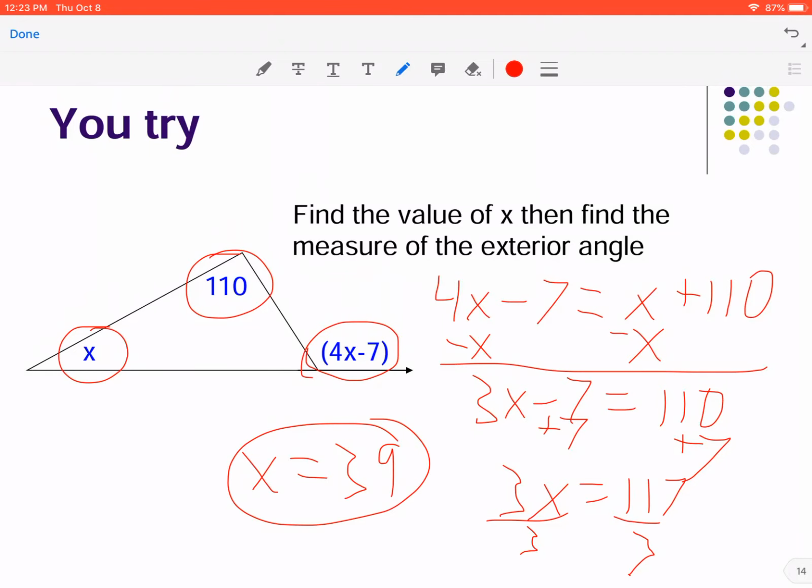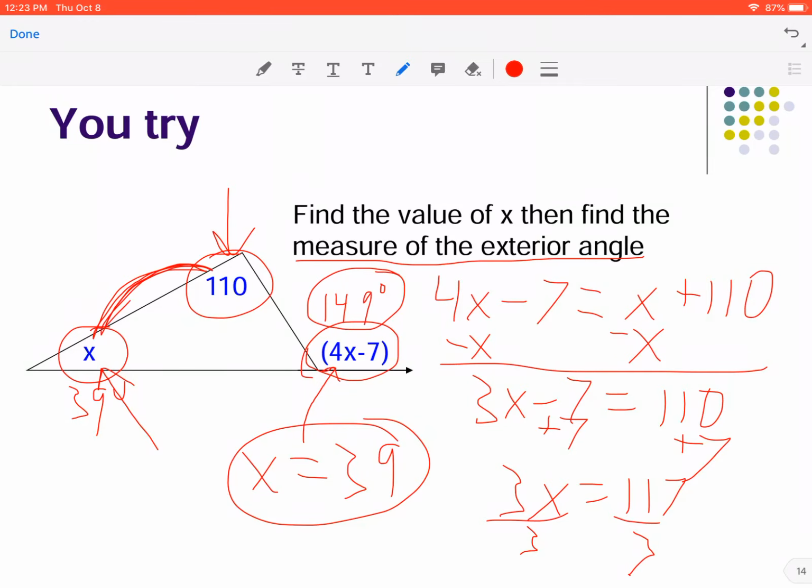But it also said find the measure of each angle. You know that's 110. If this is x, then this one is 39. And this one must be 4 times 39 minus 7. So if you do 4 times 39, that's 156 minus 7. That's 149 degrees. And it should work. 110 plus 39 is 149. It has to work. Okay?